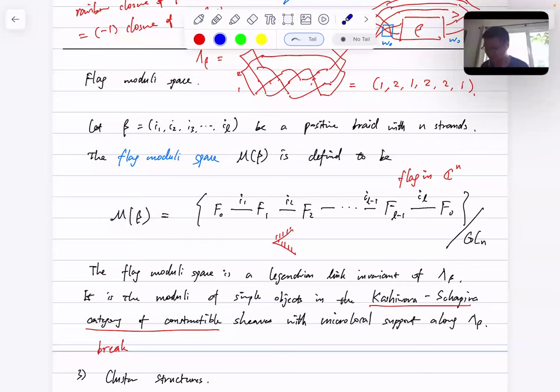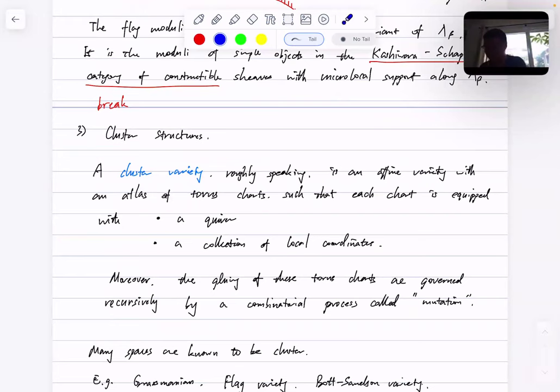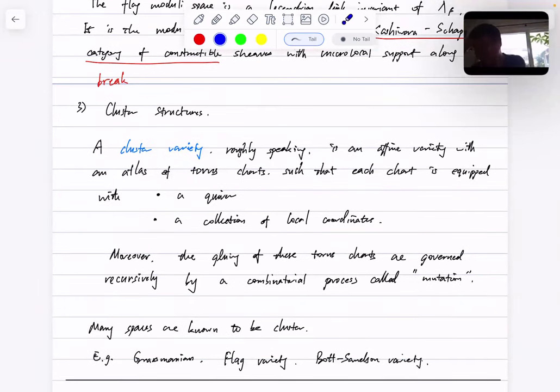Yeah, thanks. So now we move on to the more technical part of the talk. So first, cluster structures. It's a bit hard to give a precise definition of cluster structures in a seminar talk. Normally you require more than half of the seminar to do it. So I'm going to follow the tradition of not giving the precise definition, but giving you the rough idea of what the cluster structure is.